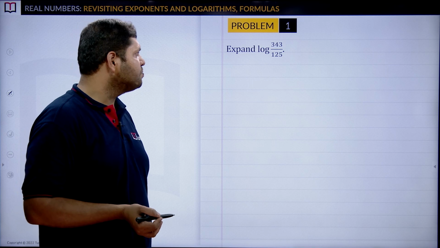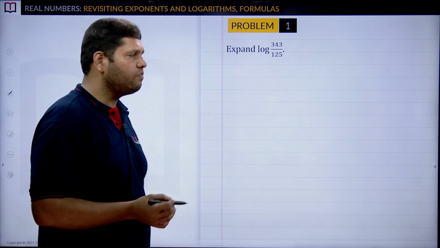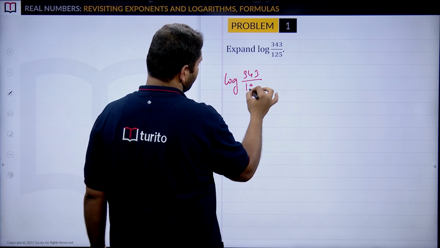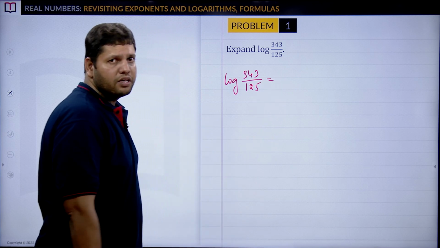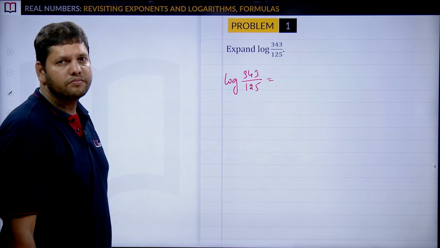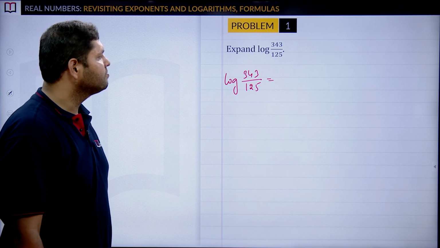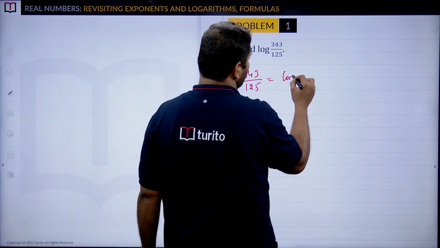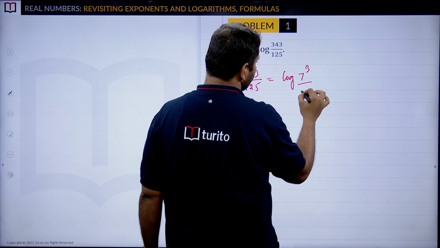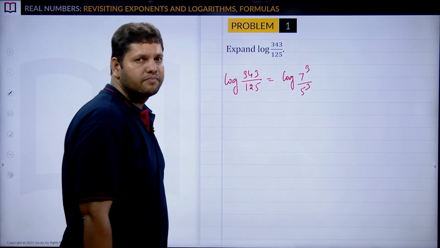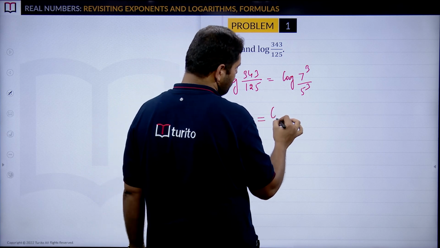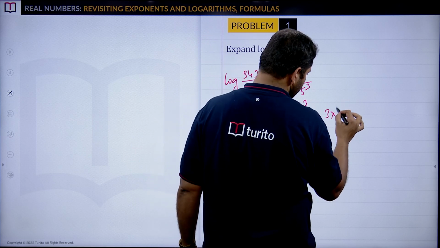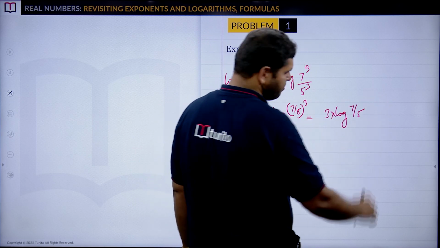Children, look at here. Expand the log of 343 by 125. So 343 divided by 125. Children, how can we write 343? Tell me, children. How can we write 343? So this can be written as 7 to the power of 3. And 125 we can write as 5 to the power of 3, isn't it? And this I can write as log of 7 by 5 whole to the power of 3. And this we can write as 3 into log 7 by 5.